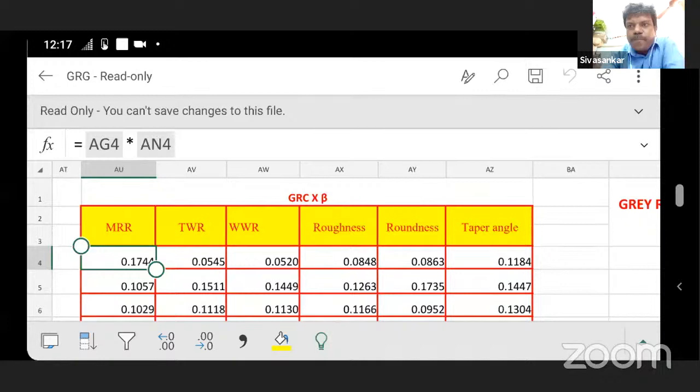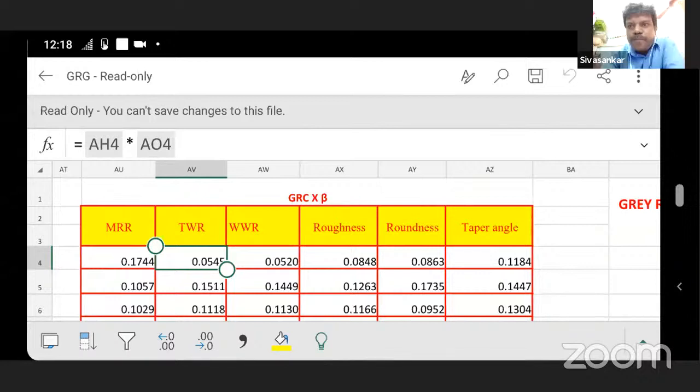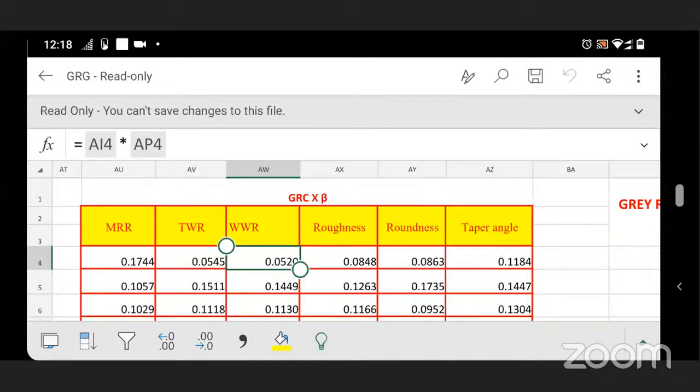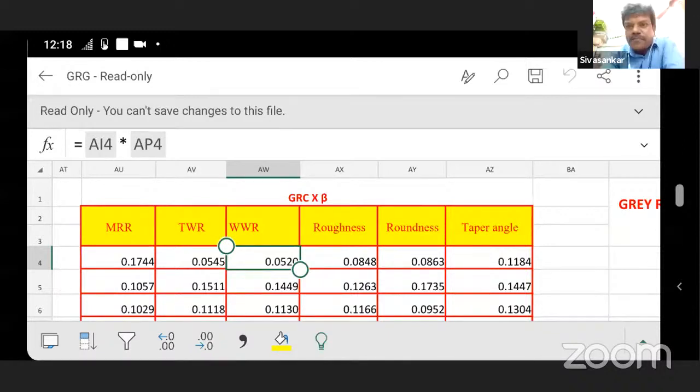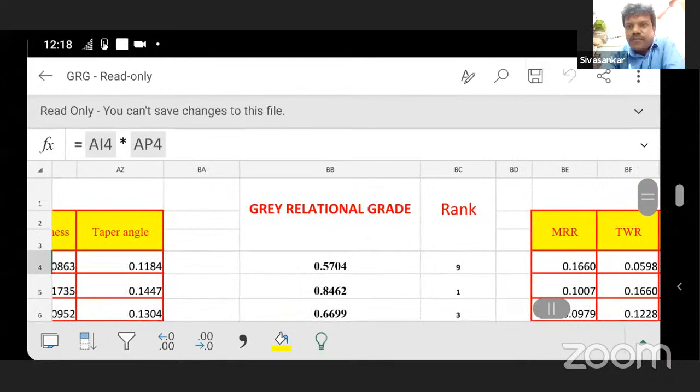Similarly, you please select the first cell of TWR, sir. So this is nothing but the gradation coefficient of TWR into the weight of TWR. Like that for WWR also, the product of the coefficient of the particular value is calculated. Like that, we would be able to calculate all 120 values. The last, sir. Now all these 6 values are summed up.